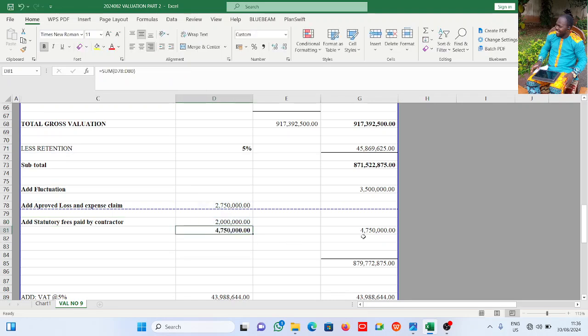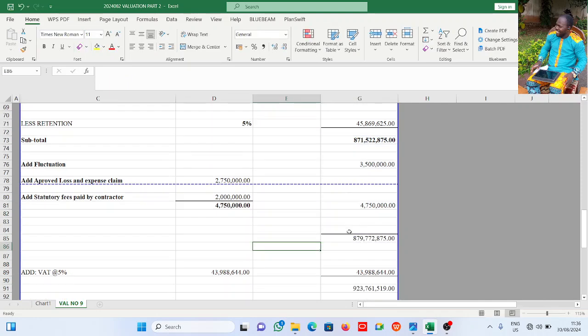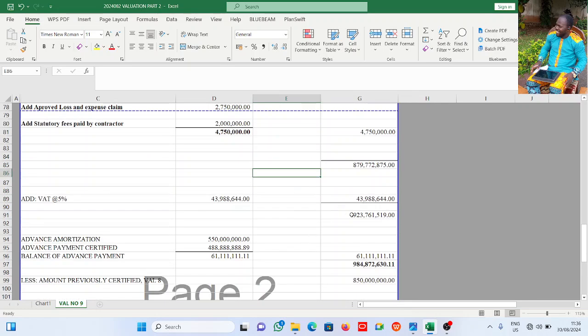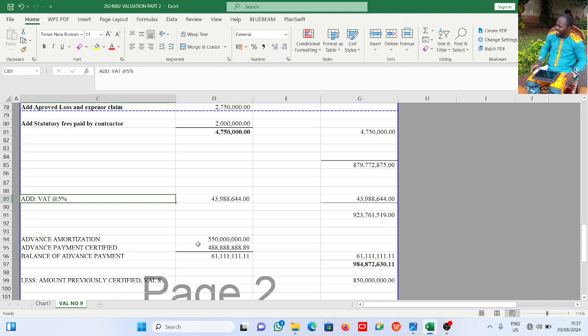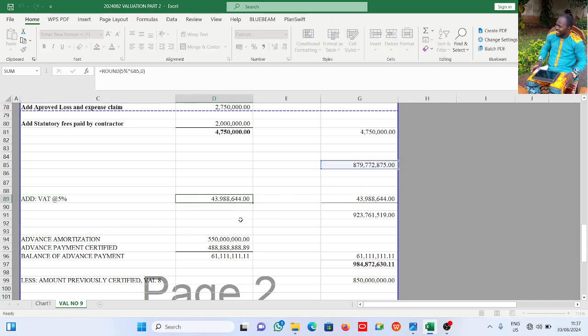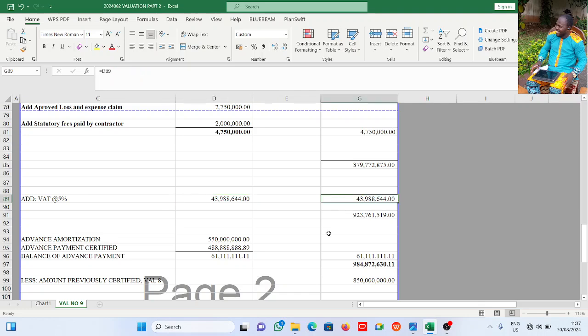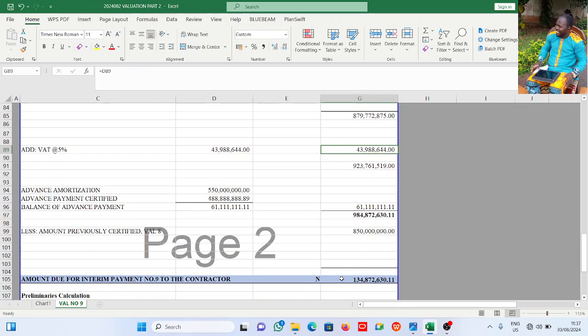So if I add them up, this is 4,750,000. So I add them up here. All right, that gives me 879,772,875 naira. Then I add my VAT. The VAT in the question is 5%, not 7.5%. Say here, VAT is 5%. Okay, VAT is 5%, so 5% of this here, we have that. All right, that gives me 43,988,644.